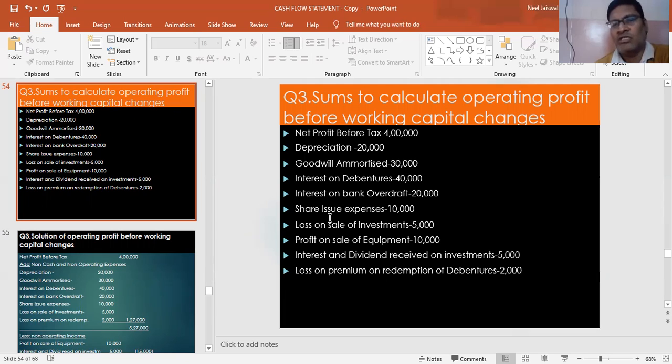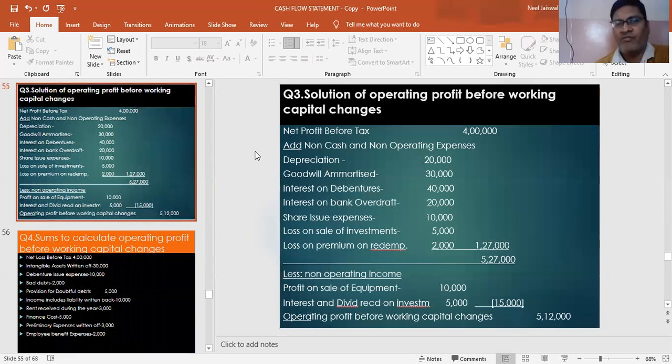These are the different expenses given over here. See, in this sum we already have net profit before tax. So the rough calculation, going from net profit after tax to NPBT, is not required. We will directly start with NPBT. It's already given as 4 lakhs.